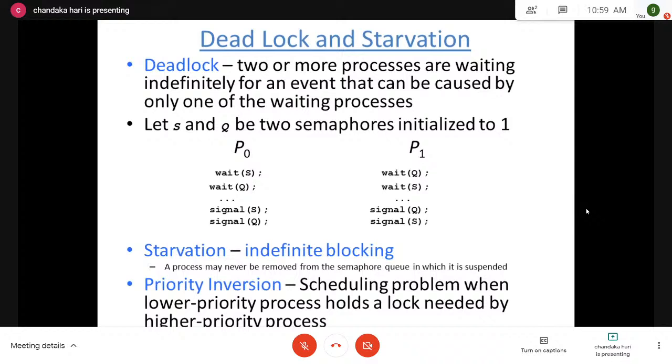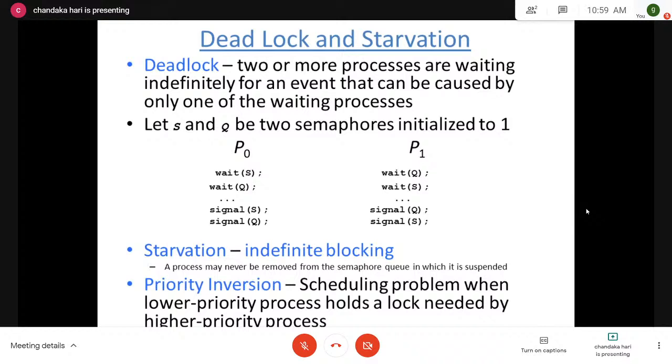What happens is that suppose P0 holds a lock on S and is waiting for Q, and similarly, process P1 is holding a lock on Q and waiting for S. P0 is waiting for signal Q and P1 is waiting for signal S. Then both processes are not allowed to continue their execution, and this particular situation is called deadlock.